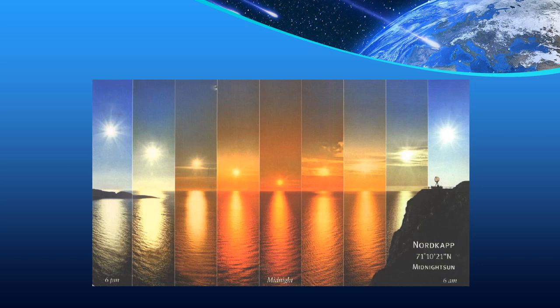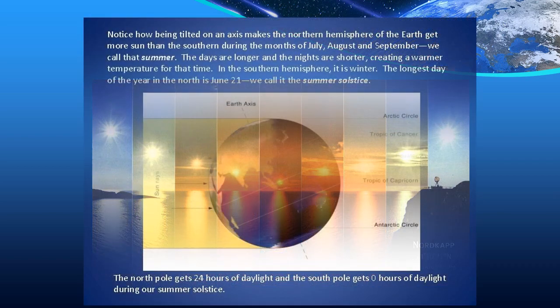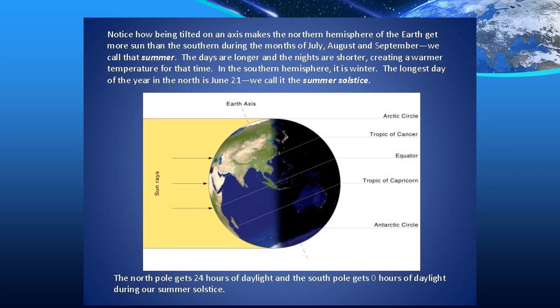What can be the reason behind this? Let's have a look at it. This is how the angle of the earth is during those months. As the earth is tilted, the region above the Arctic Circle, where we have Norway, has continuous sun rays. The sun rays are always falling there, hence they do not get midnight from the month of July, August and September. We call that summer.